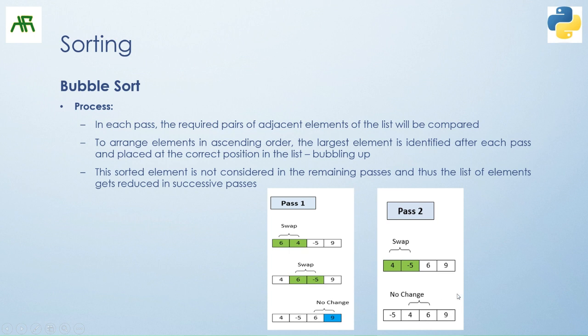However, we have to remember it will take n minus 1 passes, where n is the number of elements in the list. I've just given pass 1 and pass 2, but there will be a pass 3 where nothing happens, and the same -5, 4, 6, and 9 sequence will be repeated as they are. However, there will be a pass 3 because it has to go through n minus 1 passes.